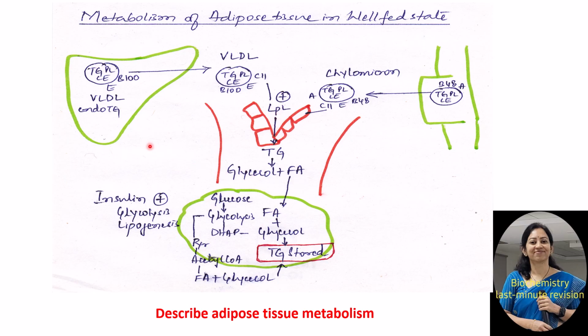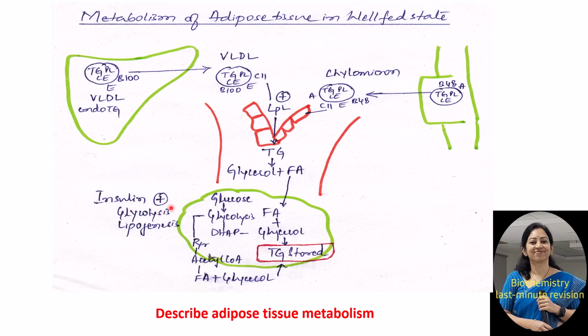Now this glycerol is taken up by the hepatocytes and the fatty acids are taken up by adipose tissue. In the adipose tissue, again it gets stored as triglycerides. As we all know, glycerol kinase is deficient in adipose tissue. So the glycerol part comes from dihydroxyacetone phosphate from glycolysis. Fatty acids are attached to this dihydroxyacetone phosphate and it forms triglycerides and gets stored.